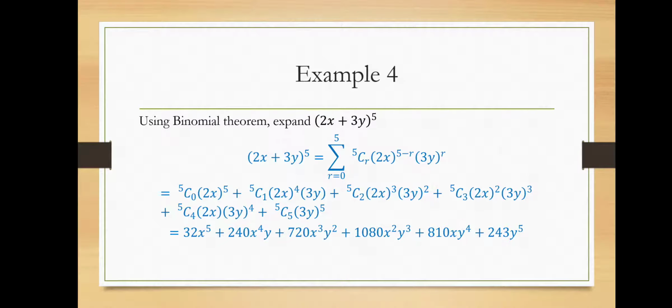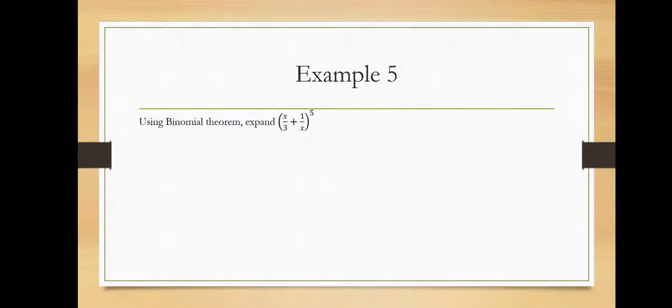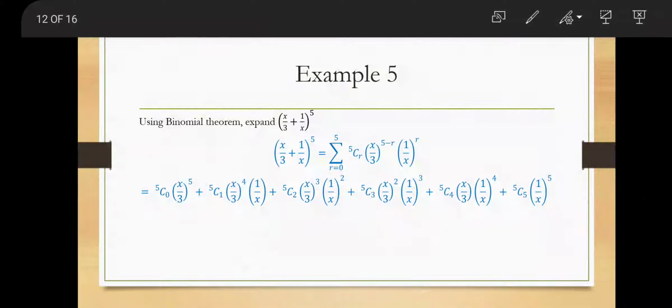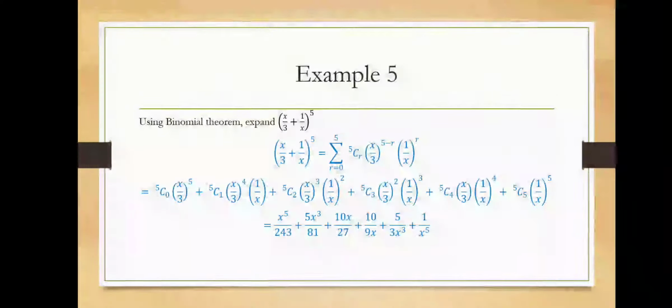Next, let us move to number 5, another expansion, a similar one. Here you are doing (x/3 + 1/x) to the power 5. I'm just running through the problem. Again, if you write in the condensed form, it looks something like this. If you expand it, it looks like this with all the different terms. And if you compute the values and do your calculation, you get this: x^5/243 + 5x^3/81, 10x/27, then 10/(9x) + 5/(3x^3) + 1/x^5.